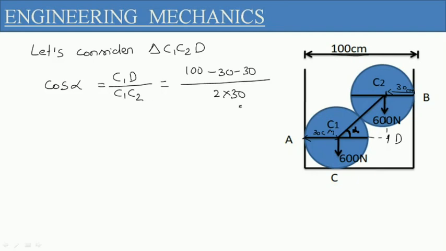And this C1C2 would be 2 into 30, because this particular distance is representing 30 centimeter. This is the radius and this is also the radius. So this cos alpha will be 100 minus 30 by 2 into 30, so it will be 40 divided by 60. So at the end, we'll get the value of alpha, that is 48.18 degrees.